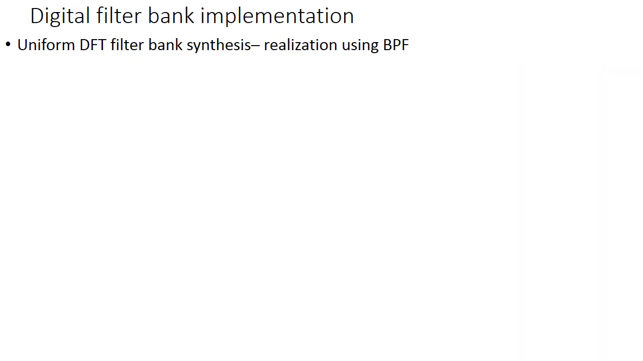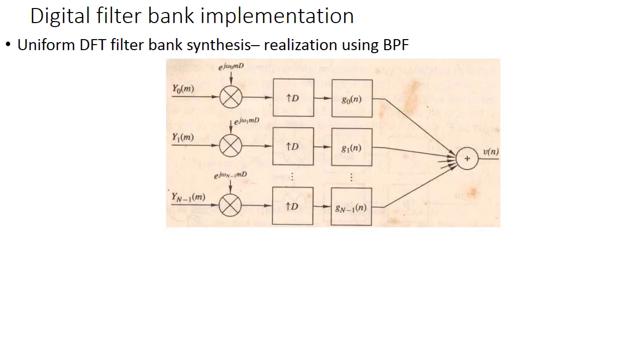So here is the final one, uniform DFT filter bank synthesis and its realization using a bandpass filter. So here is the block diagram. As in the previous case, Yk of m are input and then it is multiplied by e raised to plus j omega k into m into D. Later it is interpolated by a factor I is equal to D, multiplied by the filter function to remove any images, and finally added up to get the v of n.